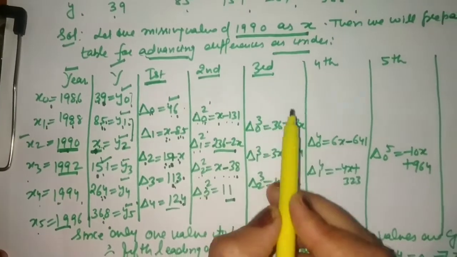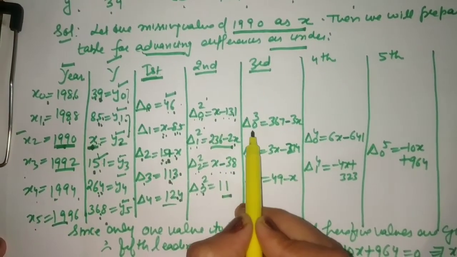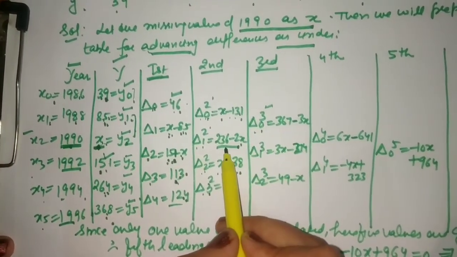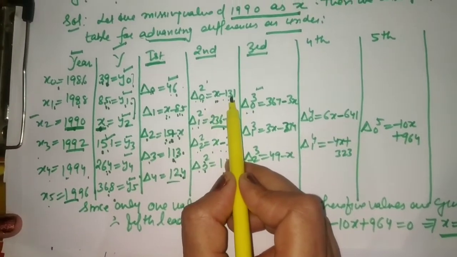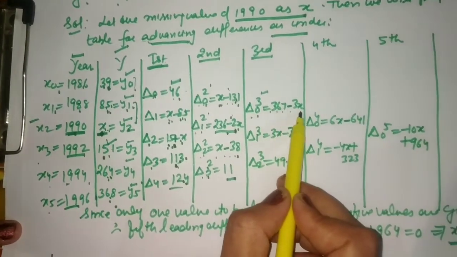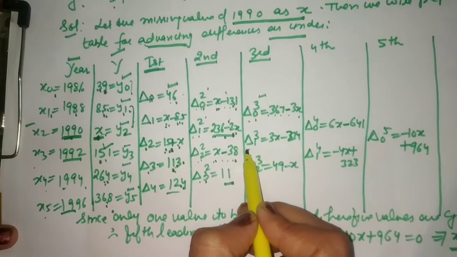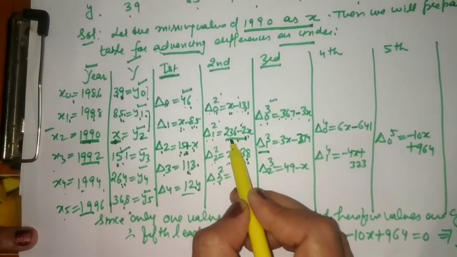Next, how do I formulate the third column? Between delta 0 square and delta 1 square, there is delta 0 cube. The process is the same. That means 236 minus 2x minus x plus 131, this term minus preceding term. I am getting 367 minus 3x. Then between delta 1 square and delta 2 square, I am getting delta 1 cube.